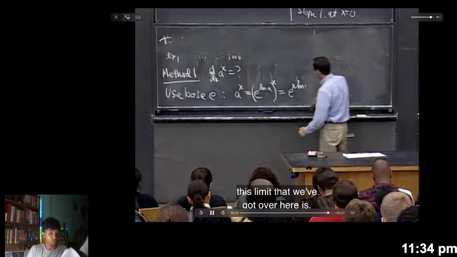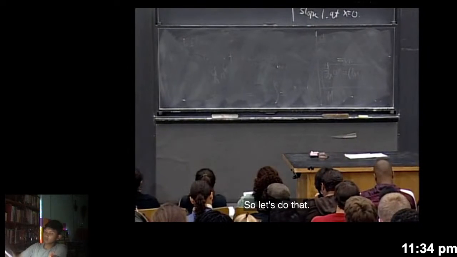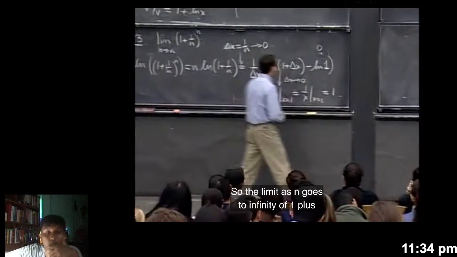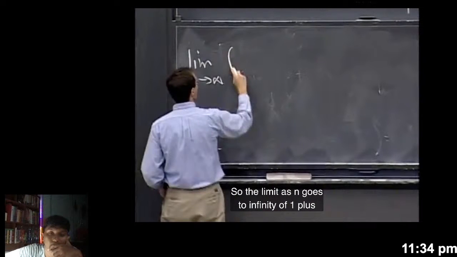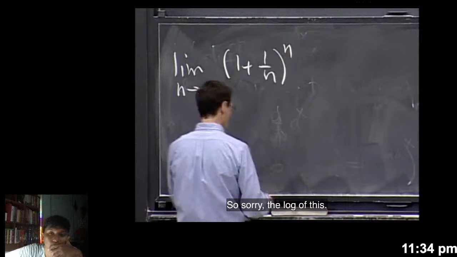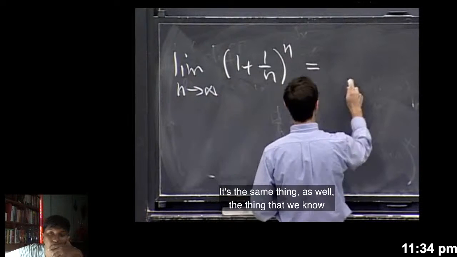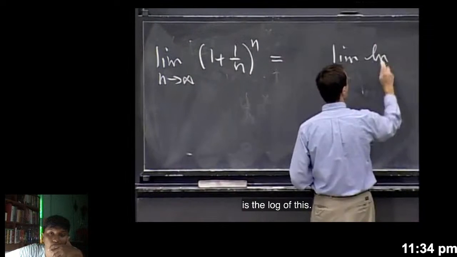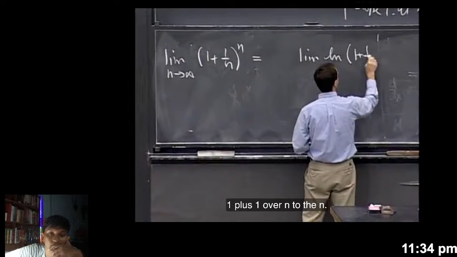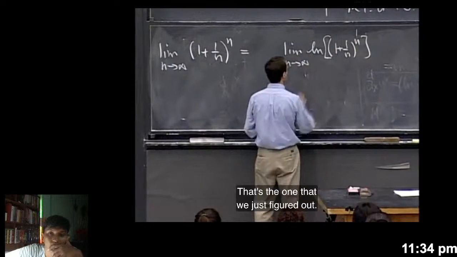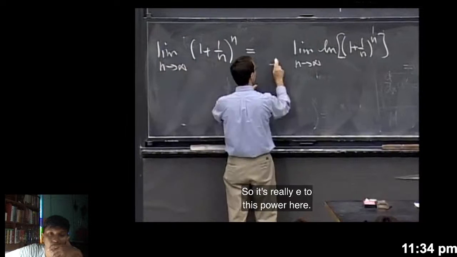So let's do that. So let's see here. The log approaches 1. So the limit, as n goes to infinity, of (1 plus 1 over n) to the n. So sorry, the log of this. Yeah, let's write it this way. The thing that we know is the log of (1 plus 1 over n) to the n, as n goes to infinity. That's the one that we just figured out. But now this thing is the exponential of that. So it's really e to this power. So this guy is the same as the limit of the log of the limit of this thing.